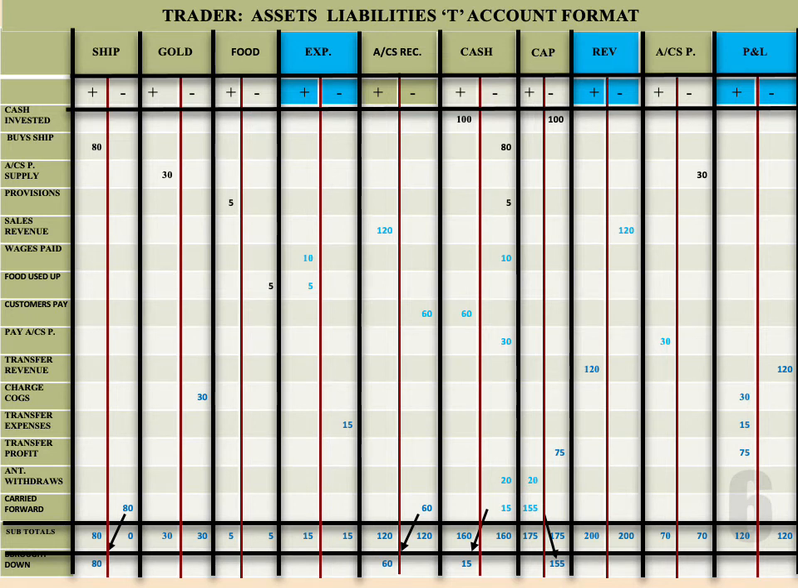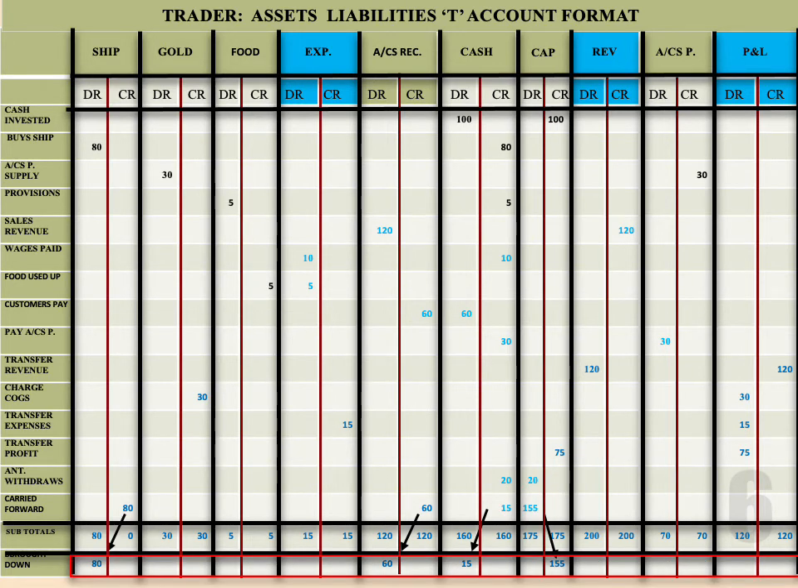I'd better do the same. There. But of course, debits and credits gave us another problem. As you can see from these columns, that the asset and expense columns have their balances on the left, whereas the liability and revenue columns have their balances on the right.